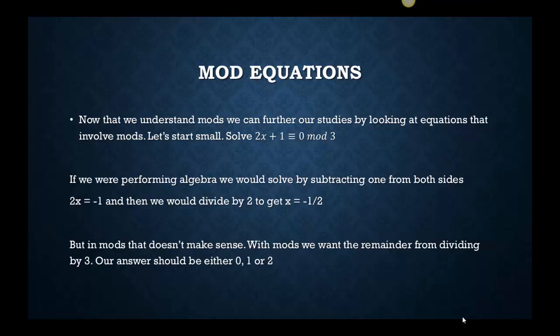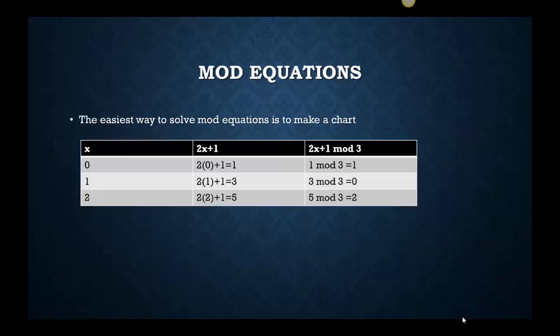If we were performing algebra, we would solve this by subtracting 1 from both sides. So we'd have 2x is negative 1, and then we would divide by 2 and we get x equals negative 1/2. But in mods, this doesn't make any sense. With mods, we want the remainder from dividing by 3, so our answer needs to be 0, 1, or 2. We don't want to have negative answers, and we definitely do not want to have fractions. So we have to have a different strategy for how to solve mod equations.